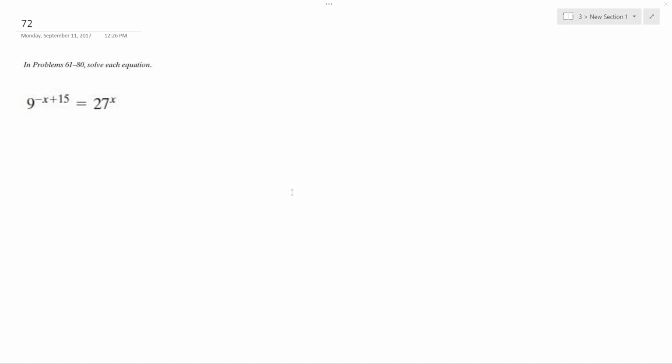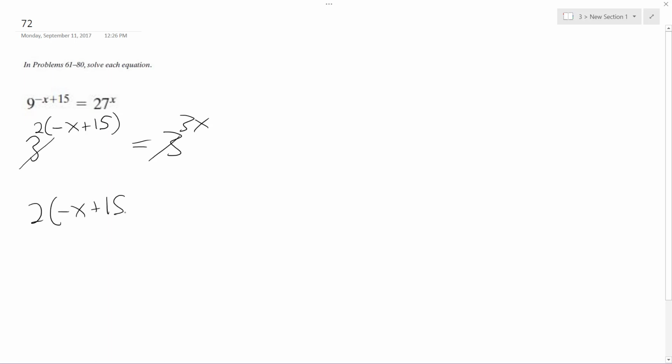All right, so we want to solve this. What we're going to do is change the base, so this becomes 3 times 2 raised to the negative x plus 15 is equal to 3 cubed x. So since they have the same base now, we can cancel these out. This becomes 2 negative x plus 15 is equal to 3x.